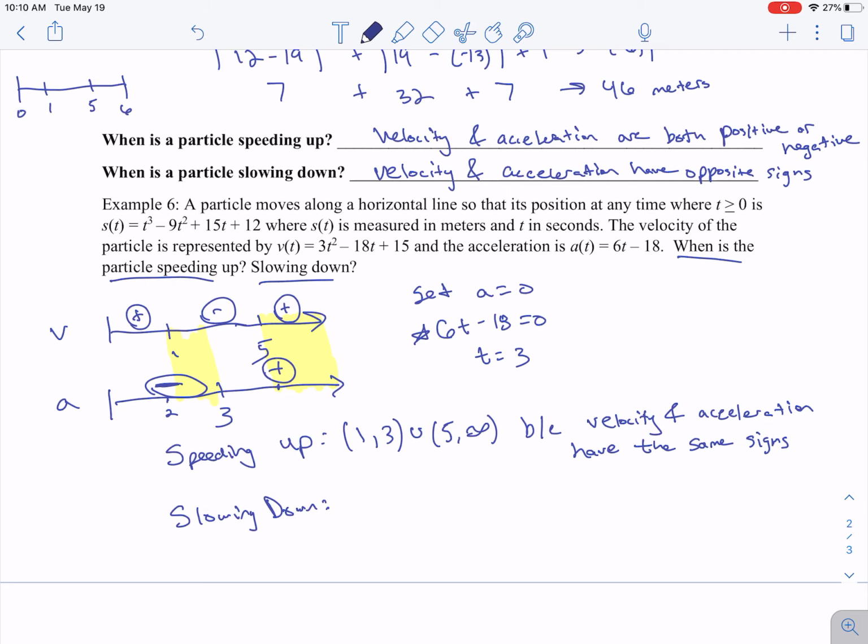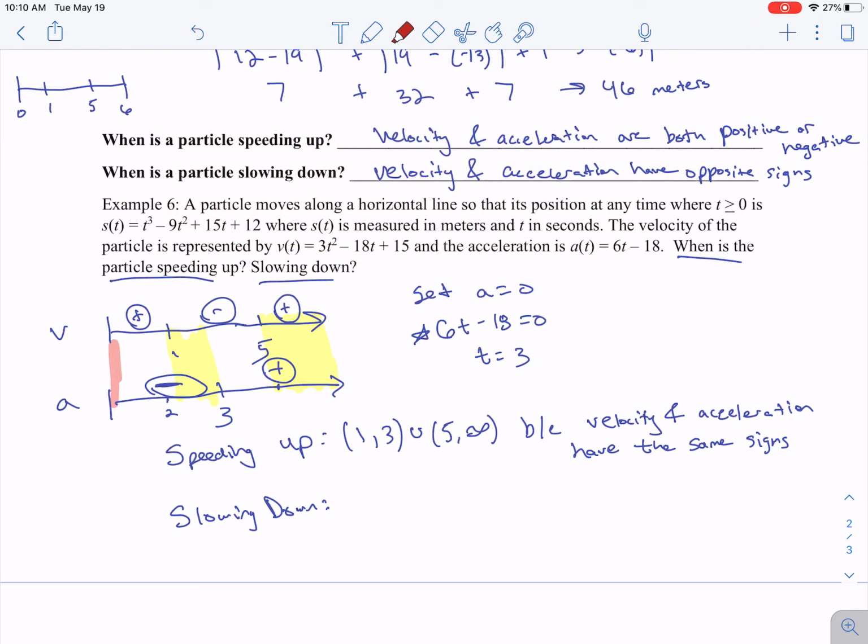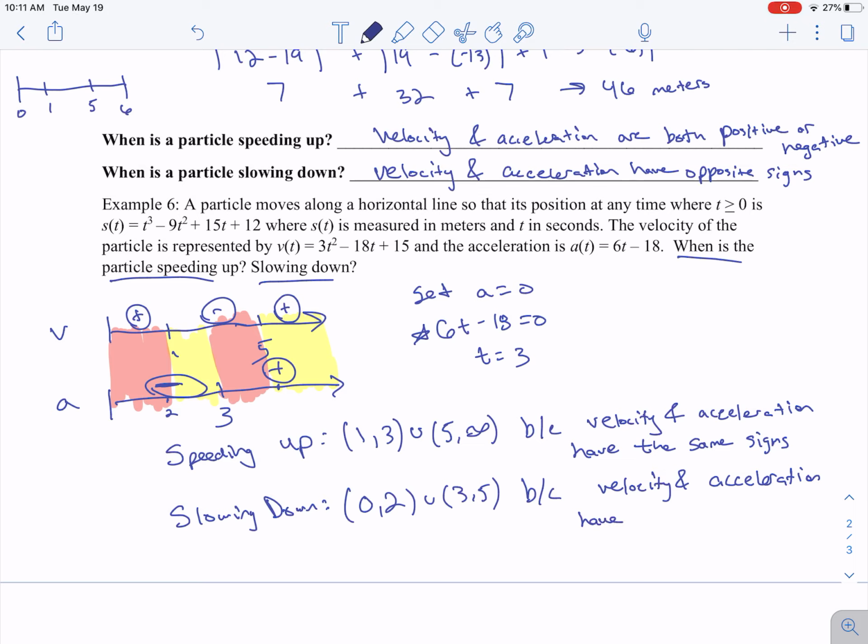Slowing down is when they have the opposite sign. So let's go ahead and look for that. So velocity is positive, acceleration is negative. There. And there. So it looks like we're slowing down from 0 to 2 and from 3 to 5. And again, this is because velocity and acceleration have opposite signs.